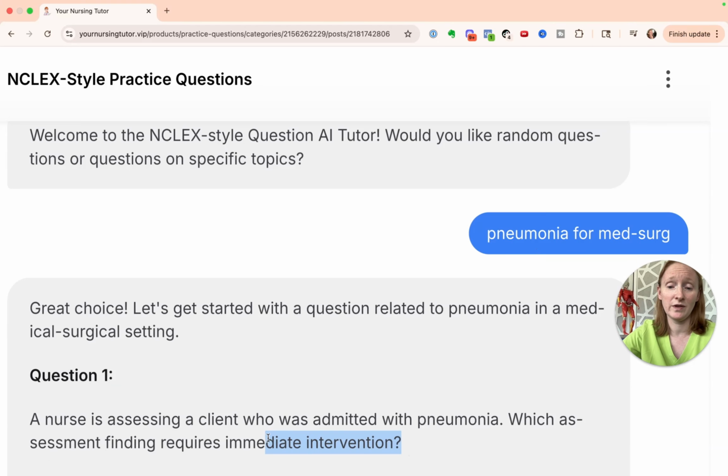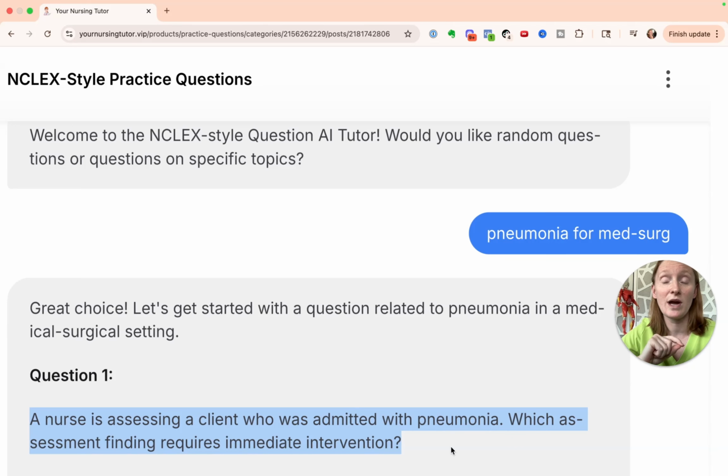Now, I am purposely not showing you the answer choices. I'll recommend a video at the end where you can learn how to answer NCLEX questions the way I'm teaching you myself, but let's go ahead with this one. A nurse is assessing a client who is admitted with pneumonia. Which assessment finding requires immediate intervention?